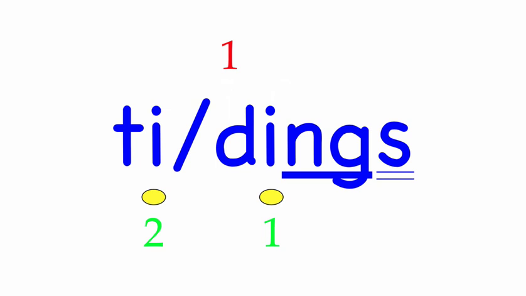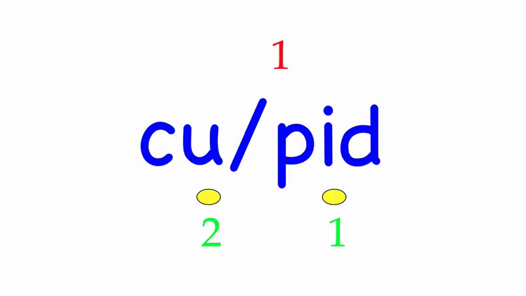Row 10. Cupid. Please don't play Cupid in this situation. Cupid. First syllable Q, two sounds. K, U. Pid, three sounds. P, I, D. Cupid. Mark the word.